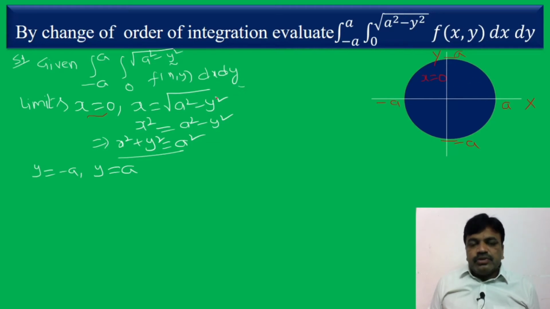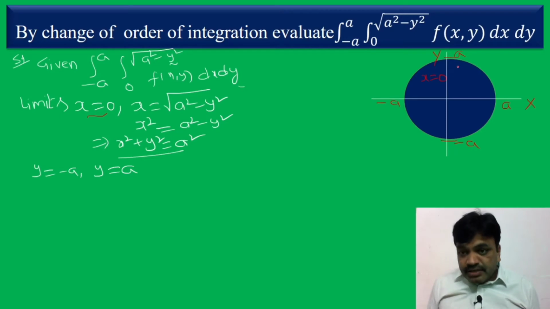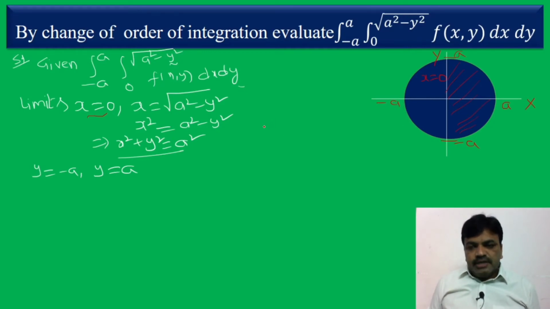So we have to draw a vertical strip, friends. What is our region here? First quadrant and fourth quadrant, friends. Here x is equal to 0 on the y-axis, the other end is the curve, and y is equal to minus a here and y is equal to a here. Now our region is the first and fourth quadrant. Please remember, it is dx here.